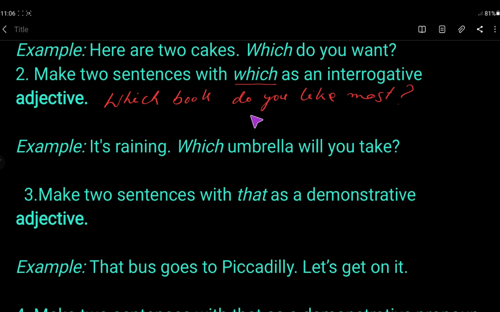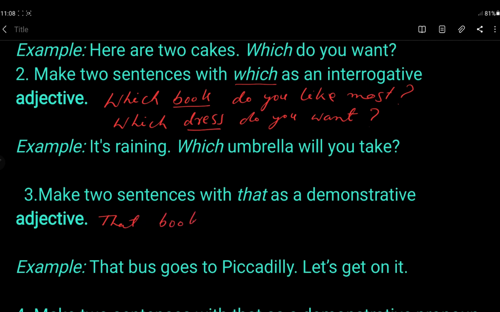And we can write, "Which dress do you want?" See, in both places, here "which" has described "book" and here "which" has described "dress." So that's why these are adjectives. Now number 3: make two sentences with "that" as a demonstrative adjective. Here one is given: "That bus goes to Piccadilly." Let's get on it. Now we can write, "That book is mine."